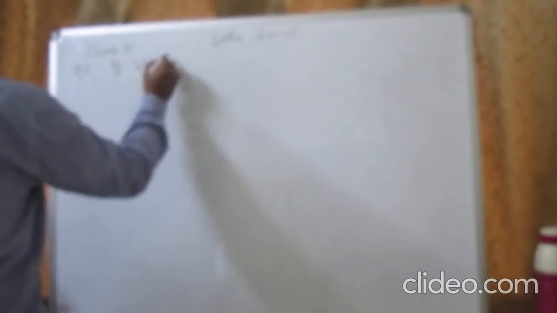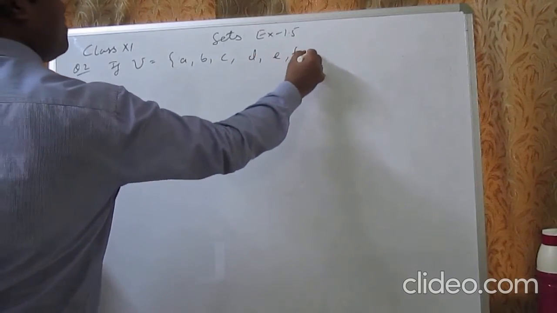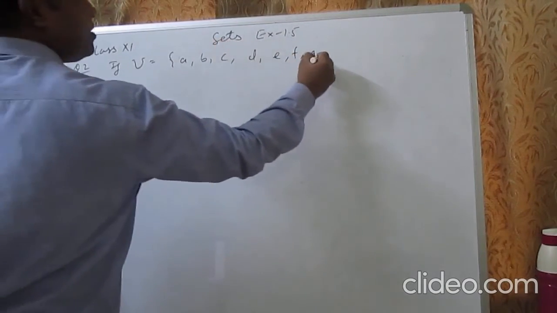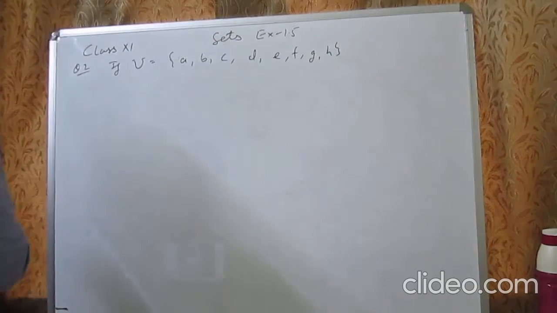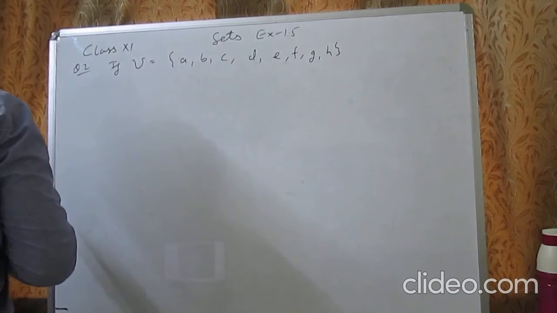Question 2. If the universal set is given to you, A B C D E F G H, find the complements of the following sets.